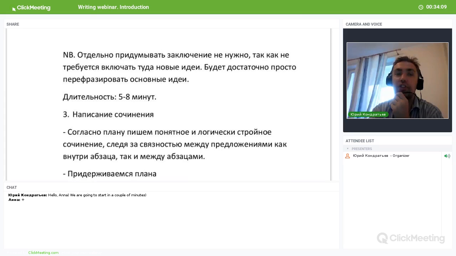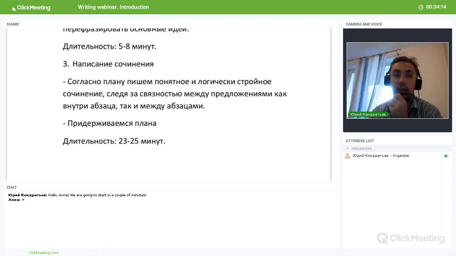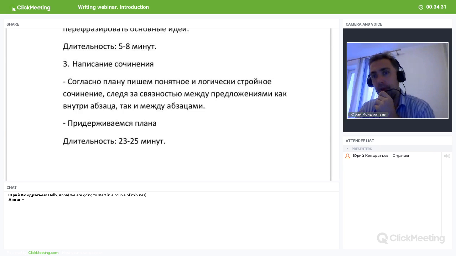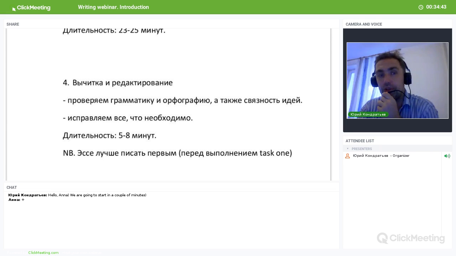And when you actually write the essay, you write it according to this plan, and it should be cohesive, coherent, both within the paragraphs and between the paragraphs. So stick to the plan. Don't forget to do this. When you practice, you should try to do this within 23, 25 minutes. You should actually write the whole essay, and then you will have 5 or 10 minutes to check it.